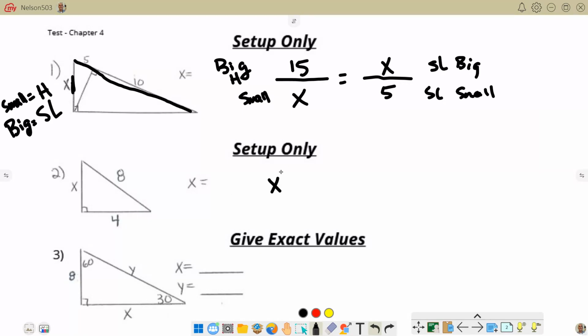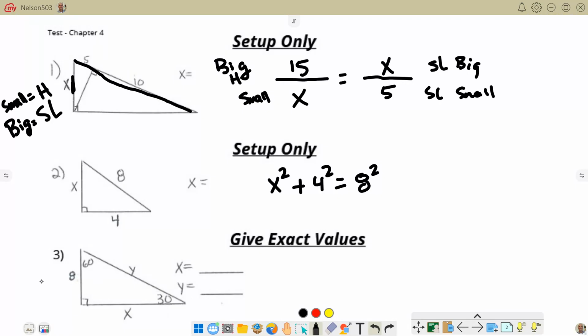So if you put down x squared plus 4 squared equals 8 squared and stopped right there, that's the setup. I know a lot of people thought, well, I can do more than that. You know, I could subtract 4 squared from both sides and all that. You got full credit if you put down 8 squared minus 4 squared. On this one, there's really no work or setup to be done.